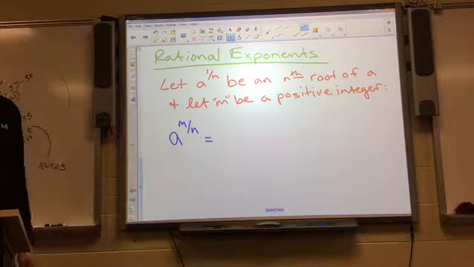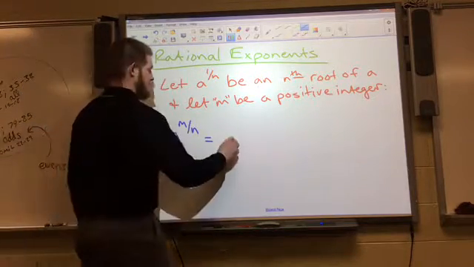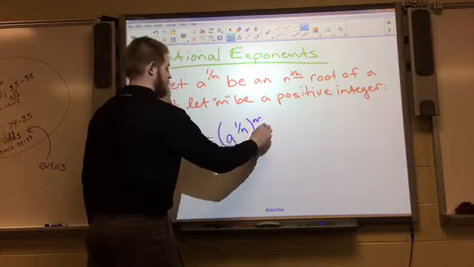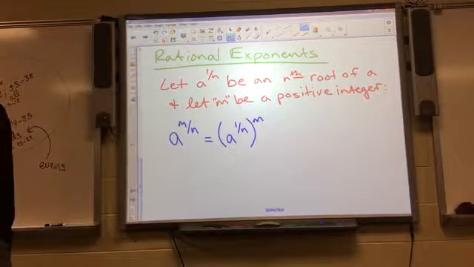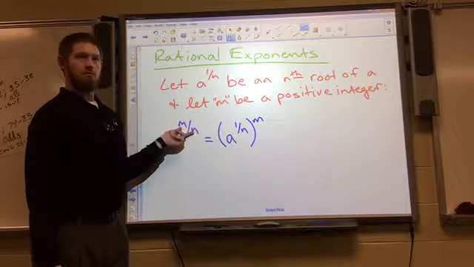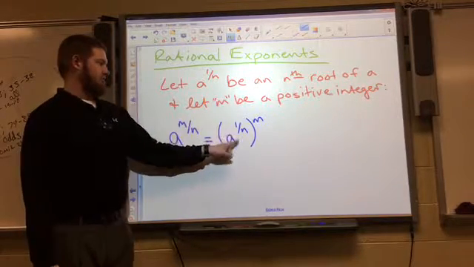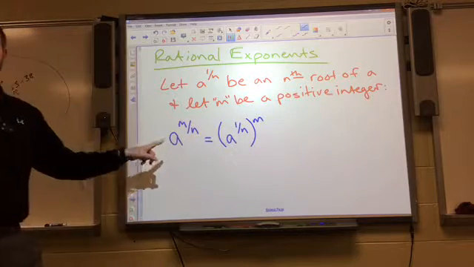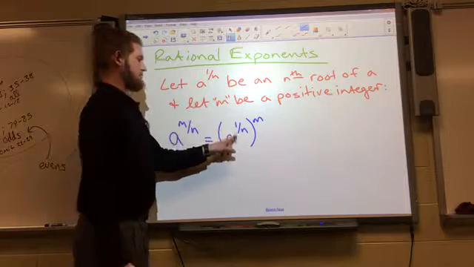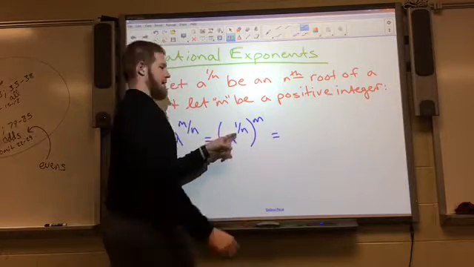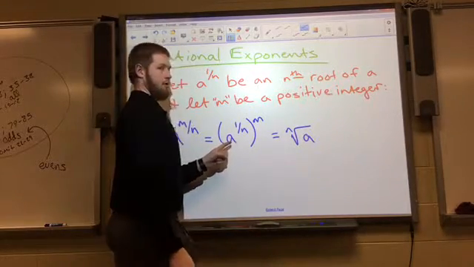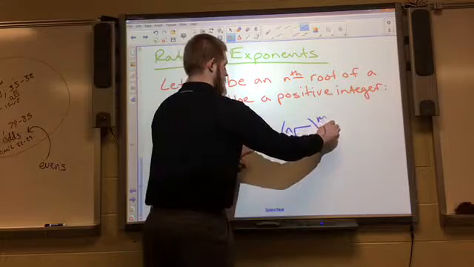So if I have a to the m over n, I can rewrite this as a to the 1 over n, to the m. Because when I multiplied those two, wouldn't that just give me this? Okay. Now, since I have this, I should be able to rewrite that as a radical, correct? Wouldn't this be the nth root of a to what power? To the m power.